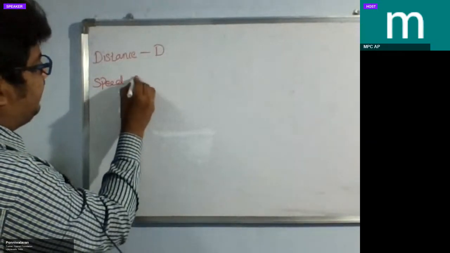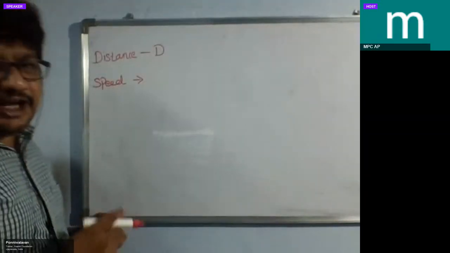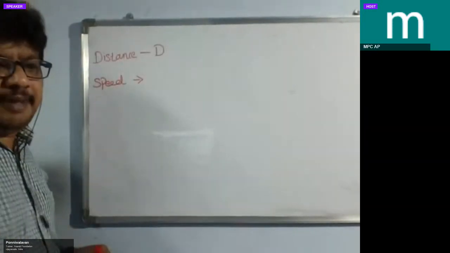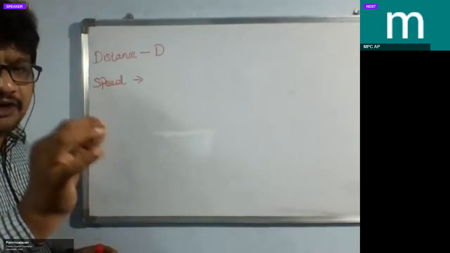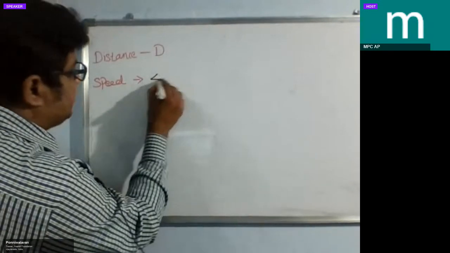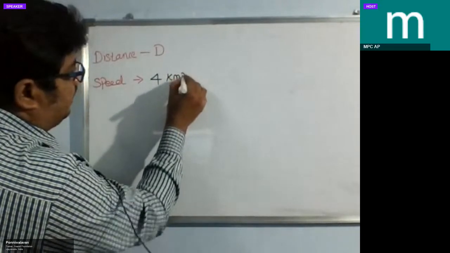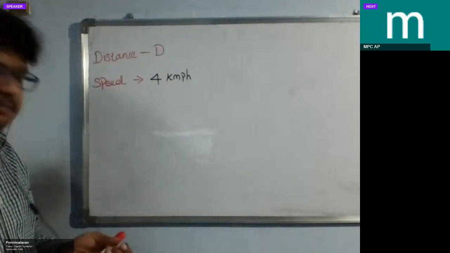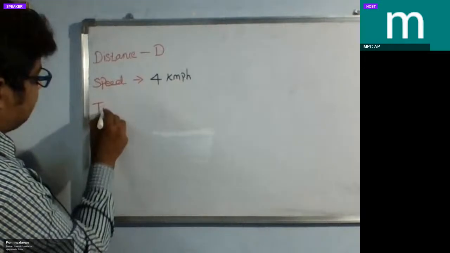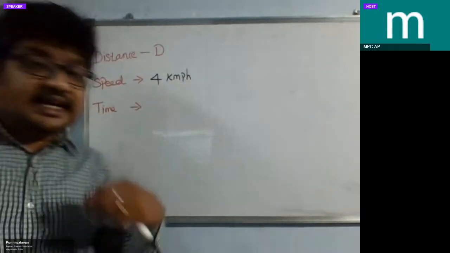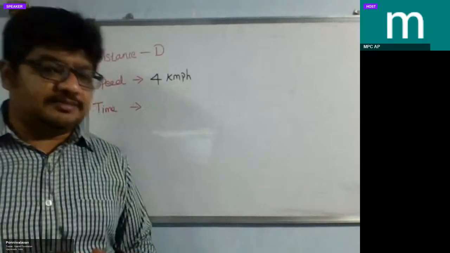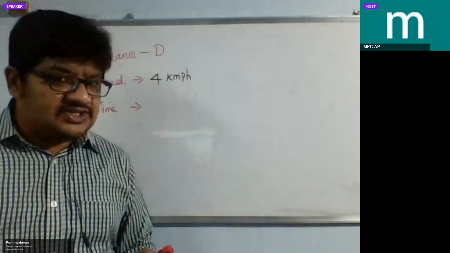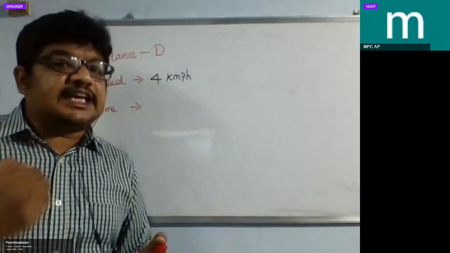And do you know the speed of the person? If a man walks at 4 kilometer per hour, yes, he walks at 4 kilometer per hour. He misses the bus by 10 minutes. He missed the bus by 10 minutes now. Was he earlier to the bus stop or was he late to the bus stop? He was late, right? He was late means he is taking more time.